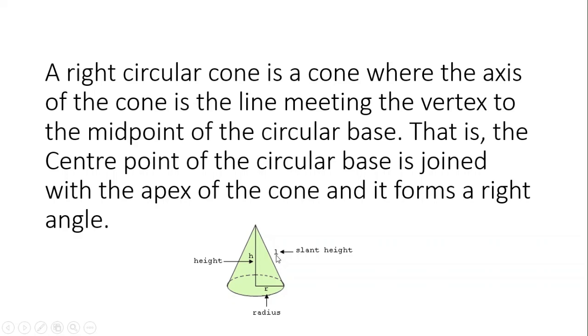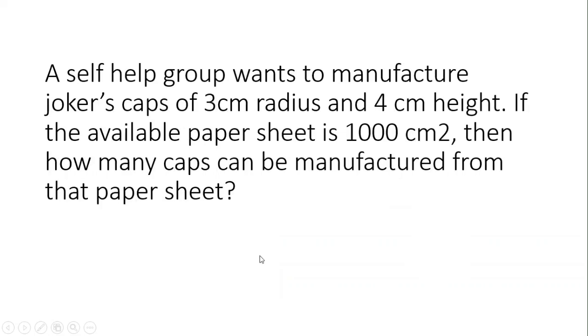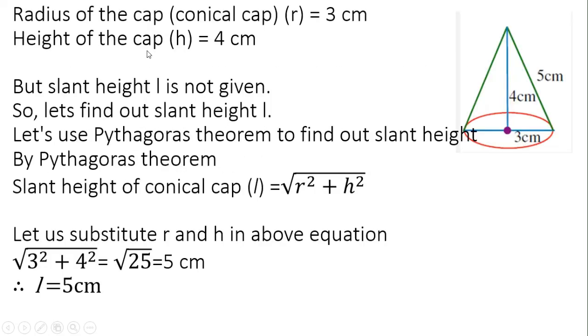We need to find the slant height of the cone in order to find the curved surface area of the cone. Here we must identify this property of the right circular cone. It is just a recapitulation. In the given problem, height and radius of the cone are given. The radius of the cap, or the conical shape, is 3 centimeters, and the height of the cap h is 4 centimeters. It is taken from the problem itself.